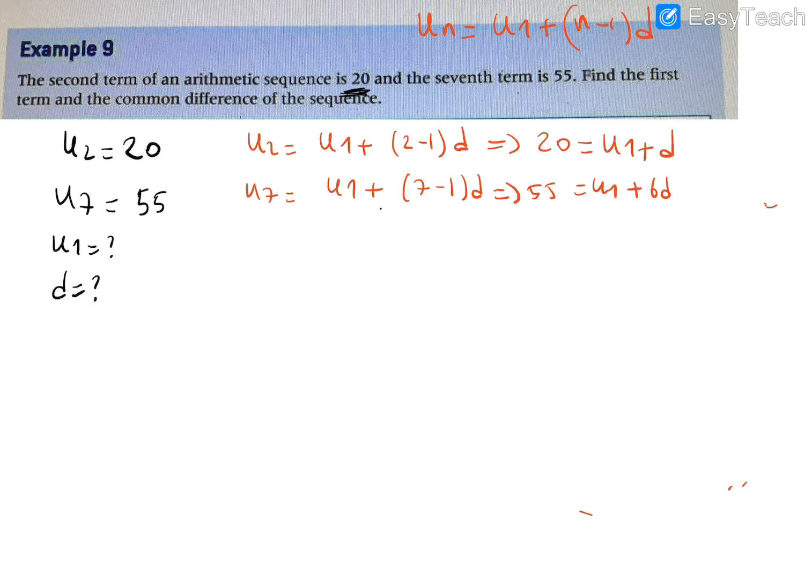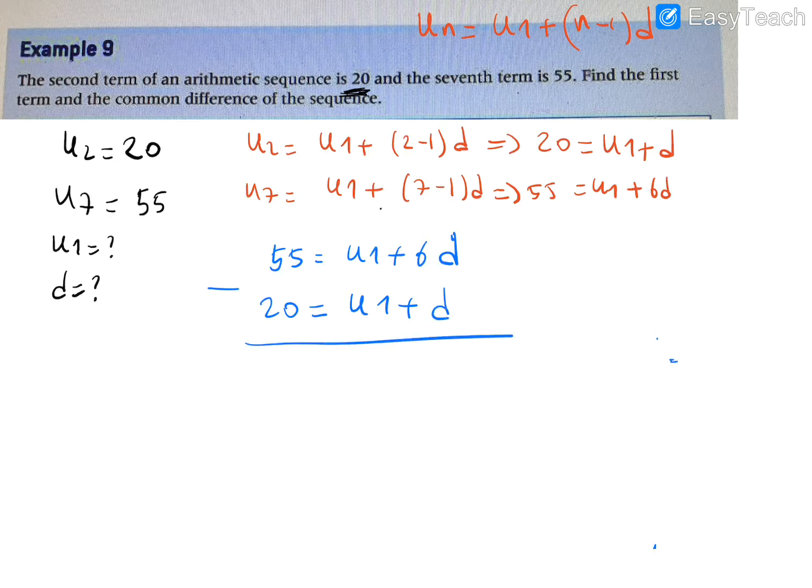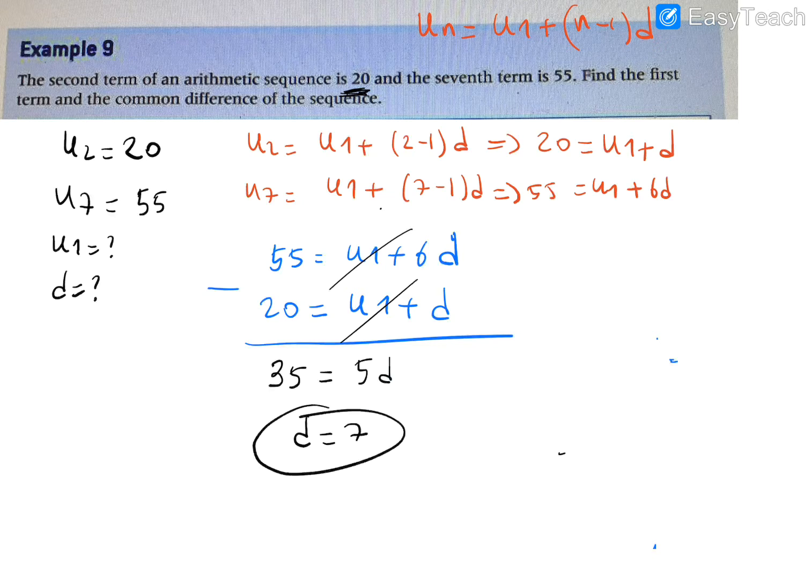So I'm going to combine both of these equations and then figure out d. Let me show you how. My first, let's take this one: 55 equal to u1 plus 6d. Second one is this, 20 equal to u1 plus d. If you subtract them, this is the beauty, you can take off the u1s. So 55 minus 20 will give you 35 equal to 5d. From here, d will be 7.